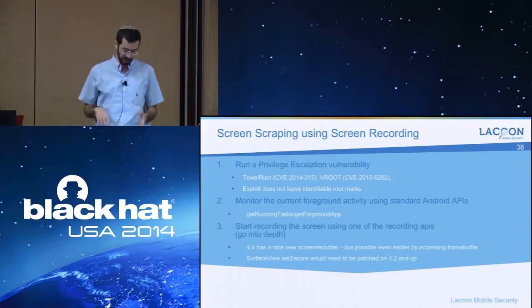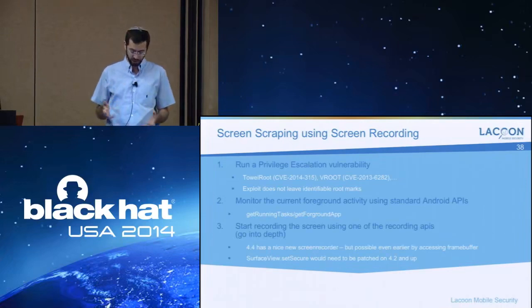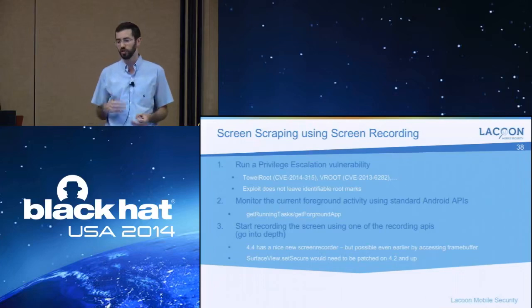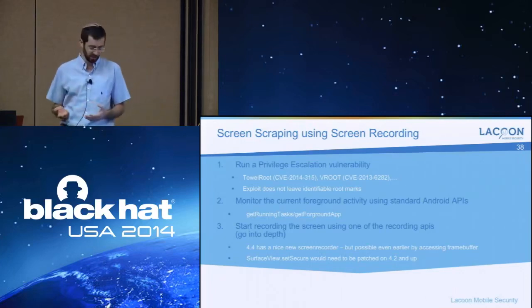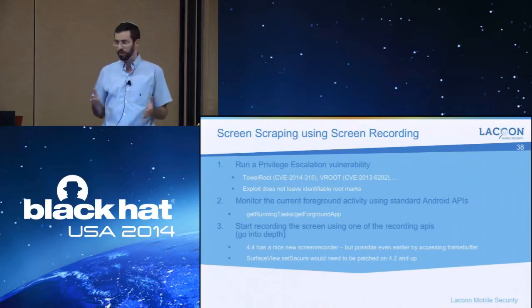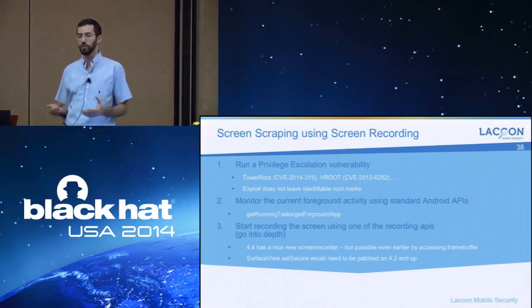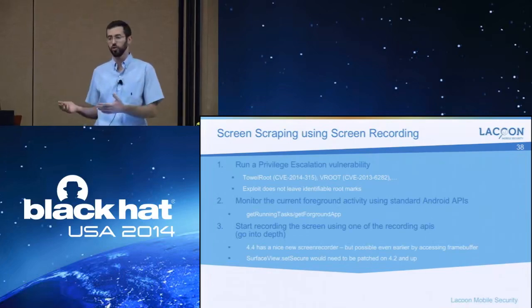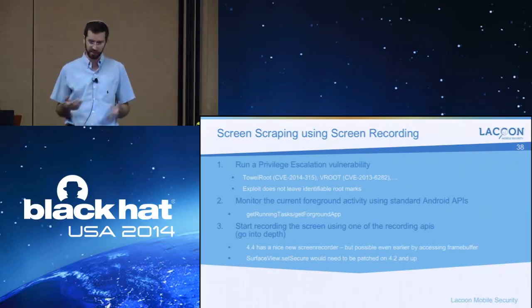So you have basically two different ways of doing this. You have the screen recorder API, which was available in 4.4, but previously you also had the frame buffer, and that would be pretty simple by itself. Both of the APIs basically give you just a stream of what's happening on the screen, and both of these VDI solutions do show up in screen recording sessions.